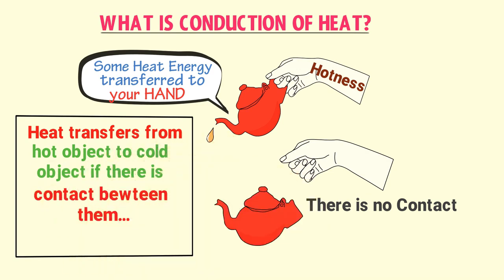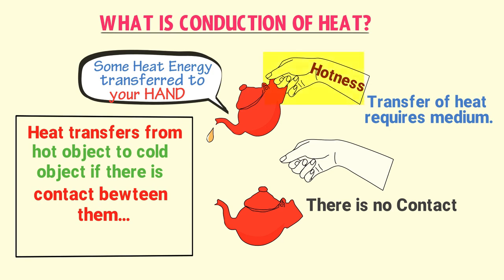So from these two cases, we learn that heat only transfers from a hot object to a cold object if there is contact between them. Or in physics, we say that flow of heat or transfer of heat requires a medium. Here your hand is cold and when you touch this hot object, your hand provides a medium to the heat energy present in this hot object and it travels towards your hand. As a result, you feel the hotness.